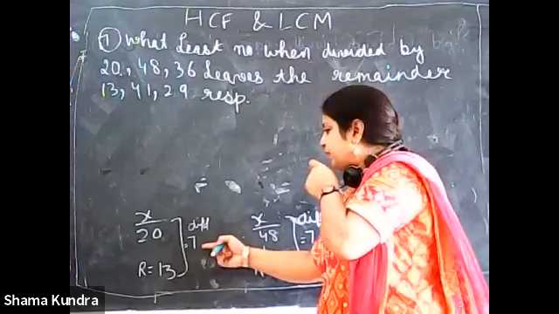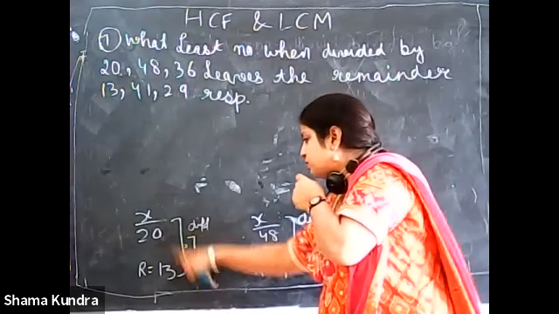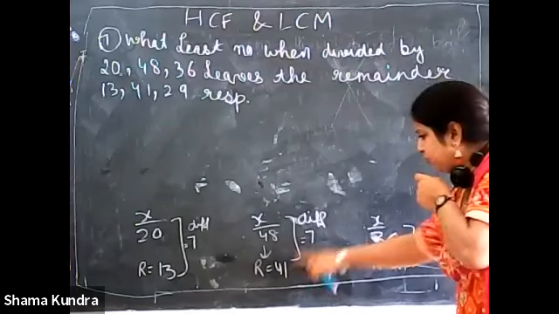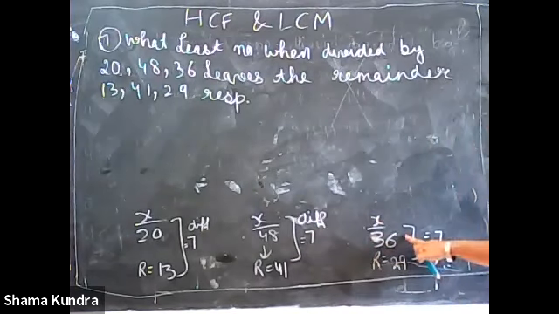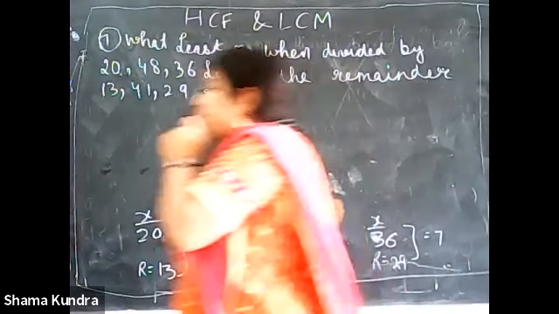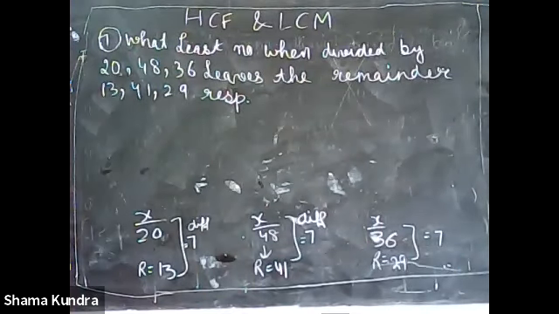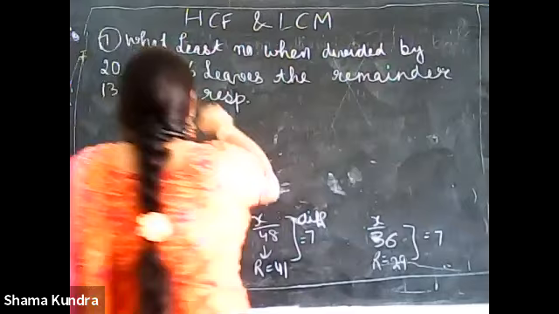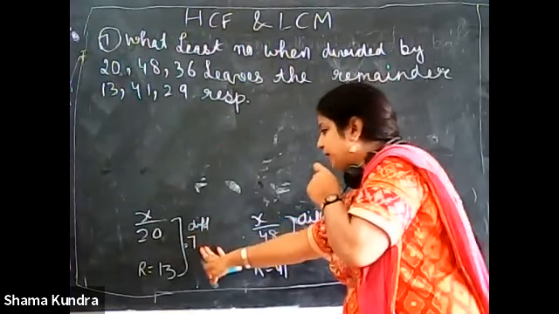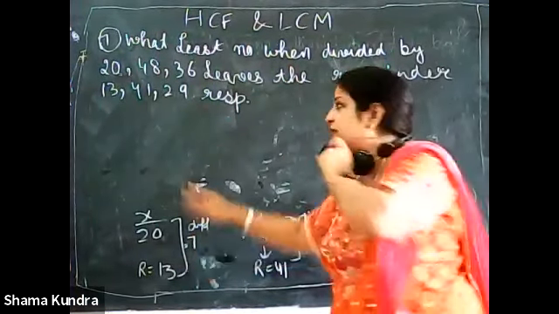Clearly observing, the difference of 20 and 13 is 7. The difference of 48 and 41 is 7. The difference of 36 and 29 is 7. Means if the difference is the same in all three cases, subtract the difference from the LCM. First of all find the LCM as it is, and at the last subtract this difference from that LCM.